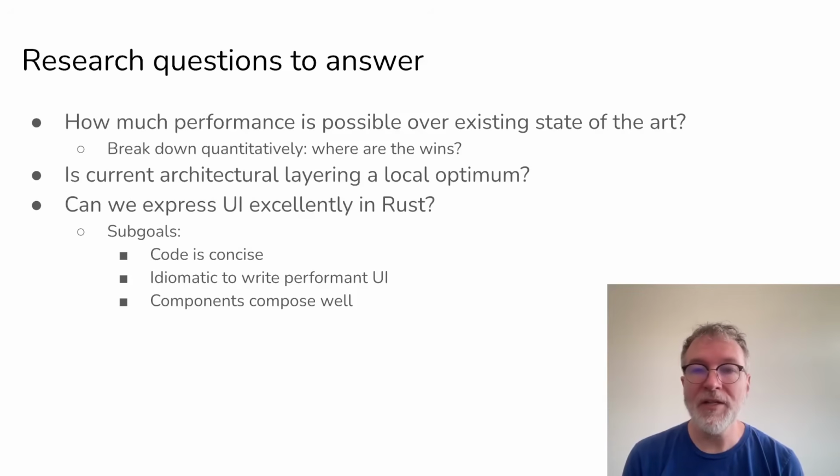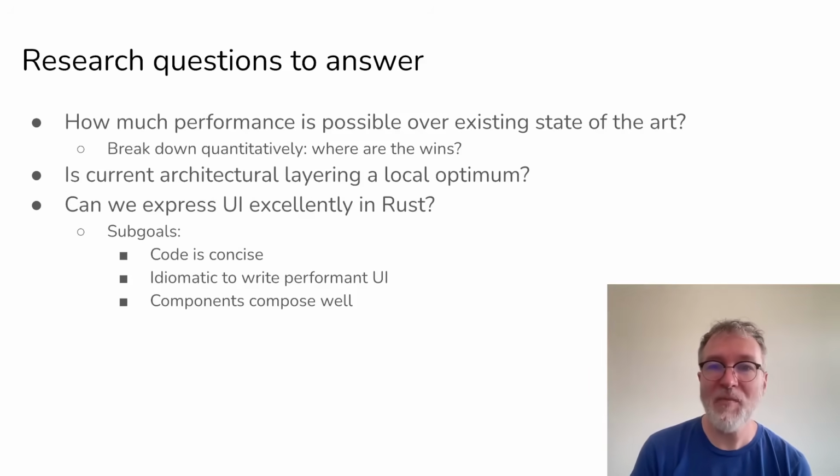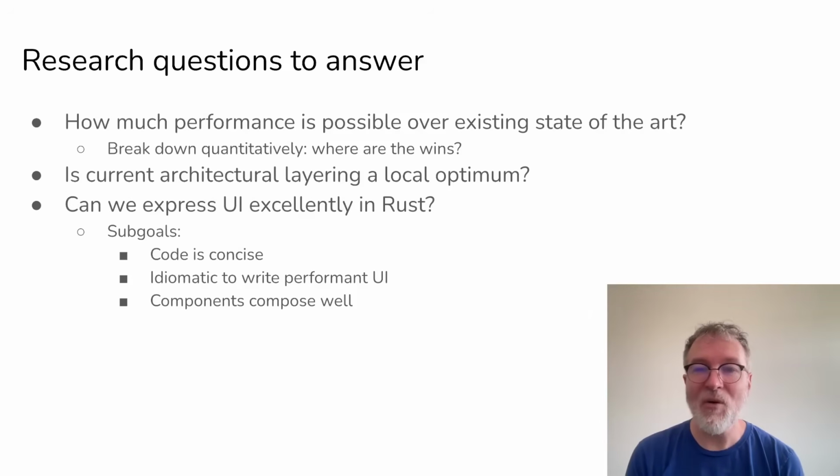But it is a research project, and I think that there are some really interesting research questions that I want to answer. So the big one is, how much performance gain is possible over the existing state-of-the-art? I mean, a lot of user interfaces that people build and run today have kind of disappointingly poor performance. Why is that? Why can't we build things that are super fast? So that's really, I think, the fundamental question that I'm trying to answer: what would happen if you just tried to build a user interface that had incredibly good performance?